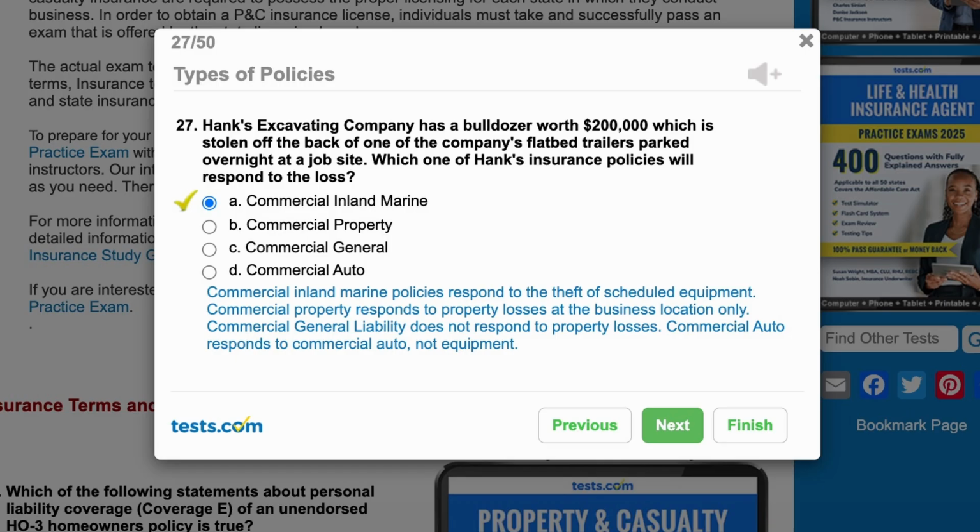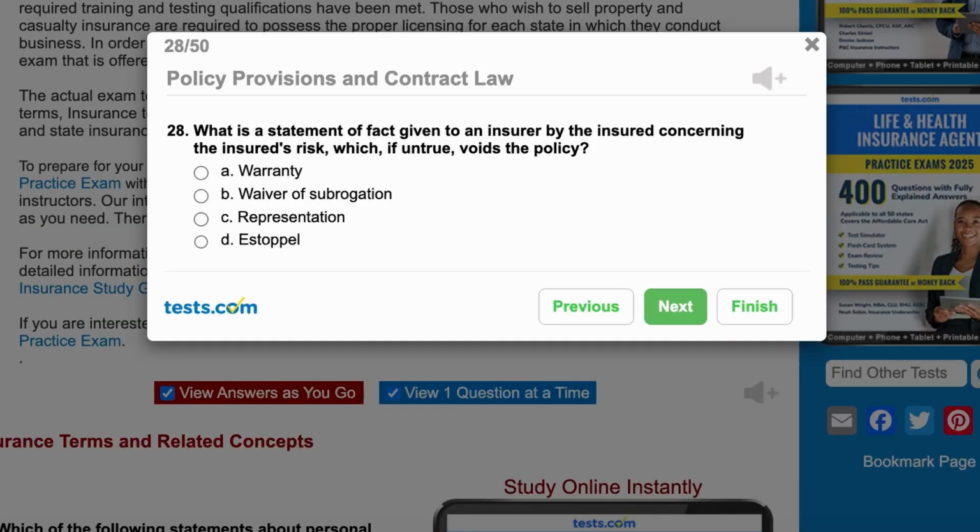Commercial inland marine policies respond to the theft of scheduled equipment. Commercial property responds to property losses at the business location only. Commercial general liability does not respond to property losses. Commercial auto responds to commercial auto, not equipment. Policy provisions and contract law.